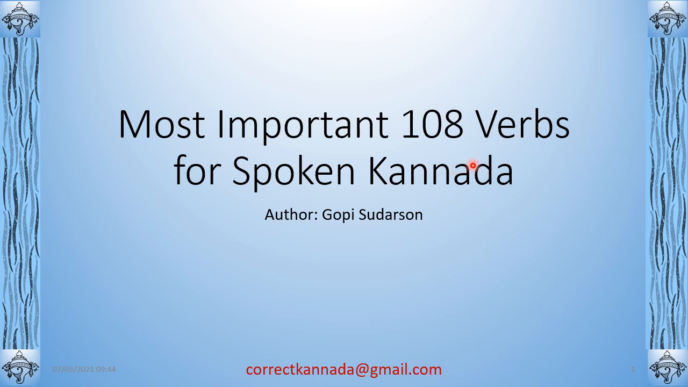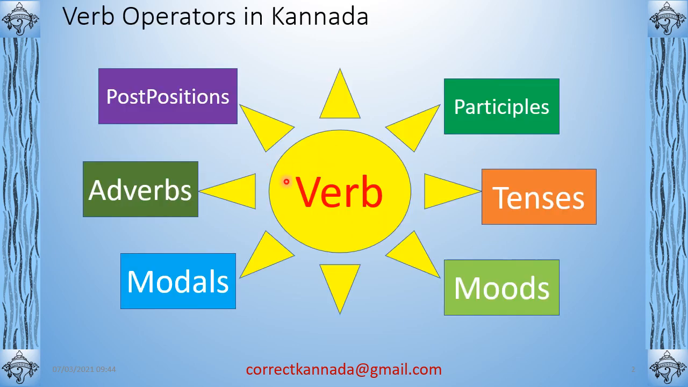Okay, so let's move on with the first video on the list of 108 verbs that are important for spoken Kannada. It's just a quick intro on the operators that operate on a verb. The first and most important operator is the participle. Participle is the first thing that operates on a verb. Only after a participle operates on a verb do you get a tense. So participle is a suffix that gets attached to the verb first, then you get tenses.